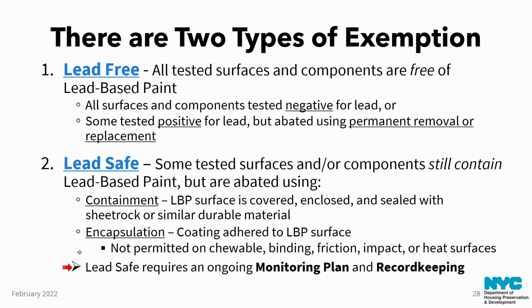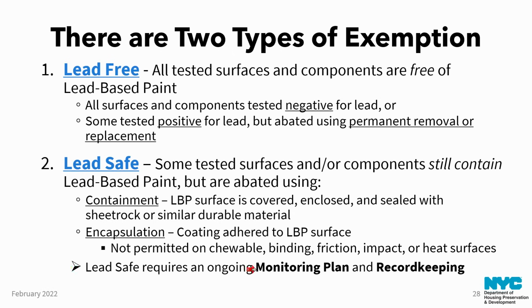One important thing to note about the lead safe exemption is that because there is still lead in the apartment, there are requirements to continue monitoring the work that had been done to make that lead safer. HPD has set forth some minimum requirements for the monitoring plan that mirror the guidelines of the US Department of Housing and Urban Development. At a minimum, the monitoring is going to involve a yearly inspection of those components by the building owner or manager, as well as an inspection every 2 years by an EPA certified risk assessor, and keeping 10 years of records showing compliance with that monitoring plan.